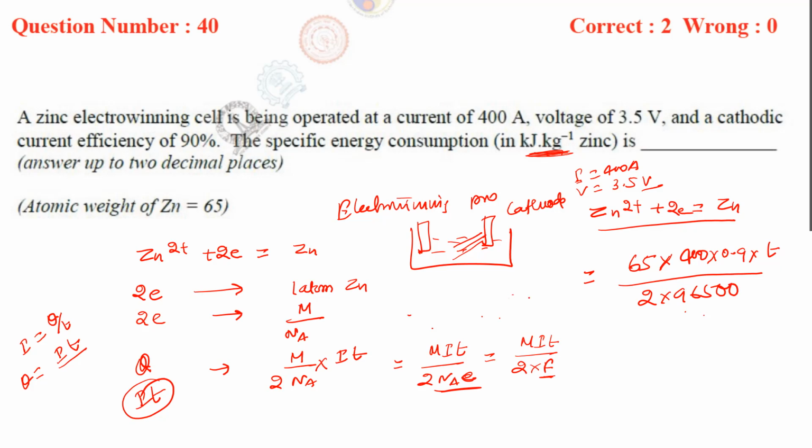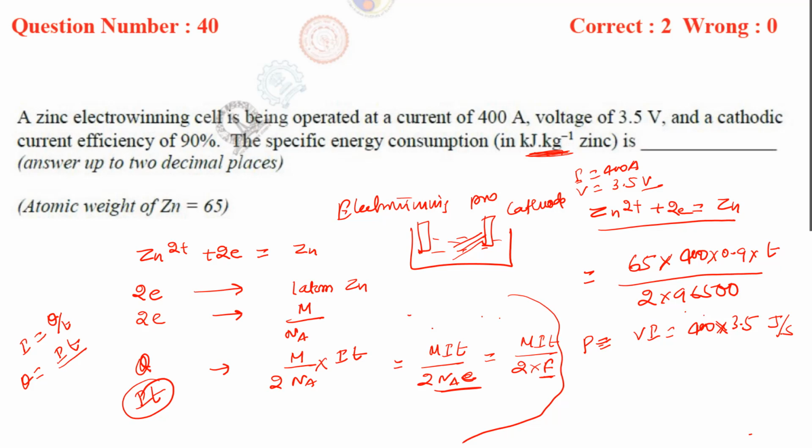Now from the question, the total amount of energy getting spent: the current is given as 400 ampere and the voltage is 3.5 volt. So power will be VI, 400 into 3.5. This is the power, and power is nothing but joule per second.